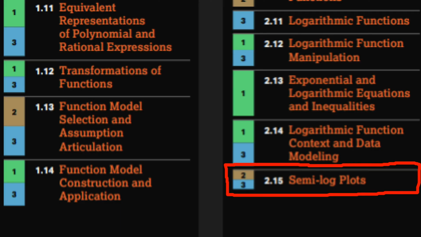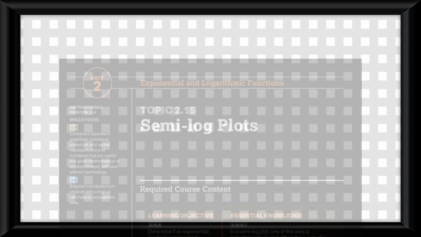Oh my goodness, oh my goodness. We are at the end of Unit 2, and I hope you are as happy as me because this unit is a real pain. Luckily, we have an easy one to end it on.